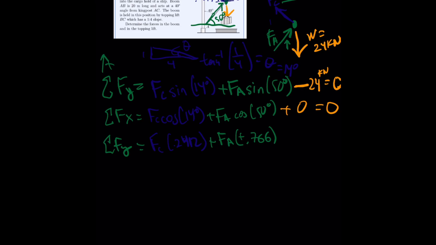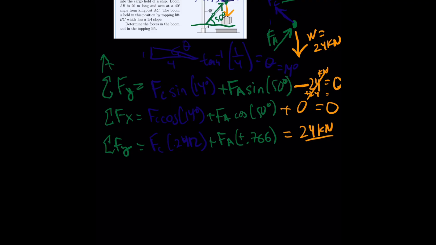It gives us the y component due to our force FA. And then all of this, if we simplify a little bit, is going to equal 24 kilonewtons, right? If we add 24 here, it's going to cancel it, and on the other side we just add the 24 kilonewtons. So that gives our first equation of the system.